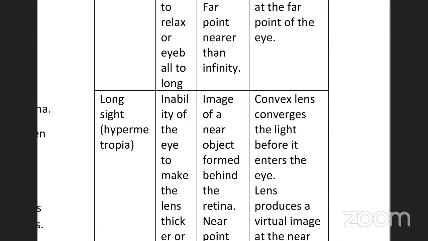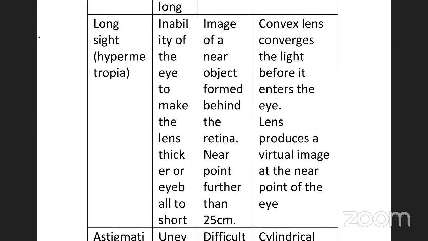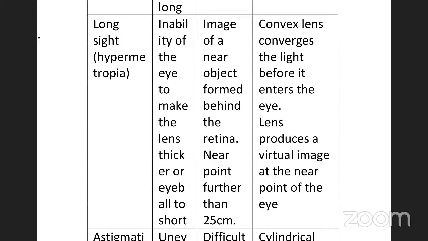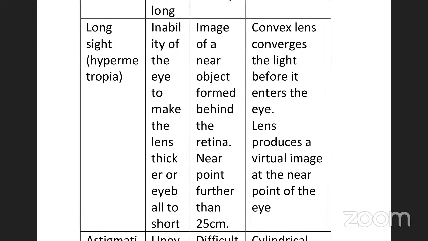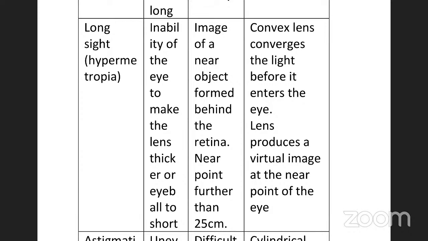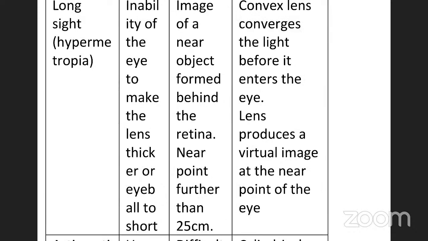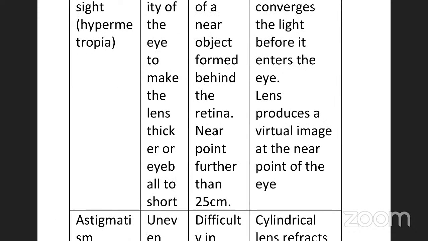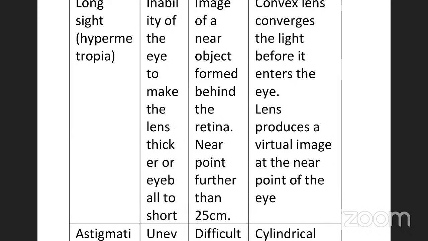All right? Long-sightedness, right, is the inability of the eye to make the lens thick, or the eyeball is too short. The image of a near object is formed behind the retina, right? The near point is further than 25 centimeters. So when your near point is further than 25, what you have there is long-sightedness, right? In this case, you use a convex lens. The convex lens converges the light before it enters the eye. The lens produces a virtual image at the near point of the eye.